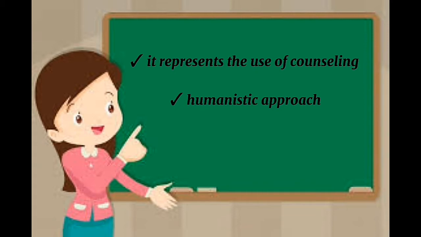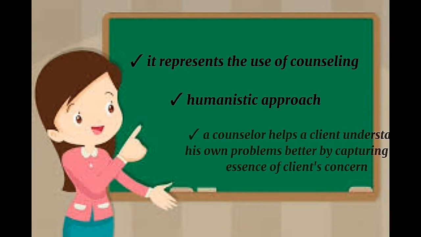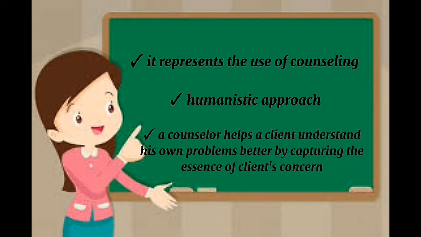According to Curran, there are 6 factors which are essential to a non-defensive whole-person learning process. The first one is security. Second is attention. The third one is self-assertion and aggression. Fourth is reflection. Fifth is retention, and the last one is discrimination. A counselor helps a client understand his own problems better by capturing the essence of the client's concern.